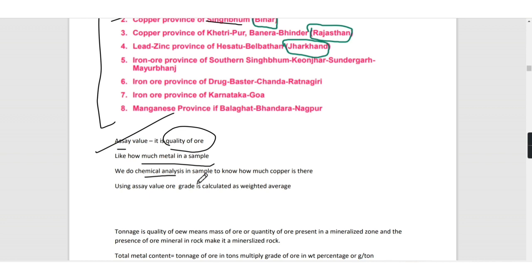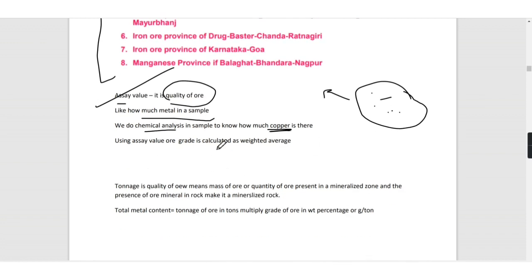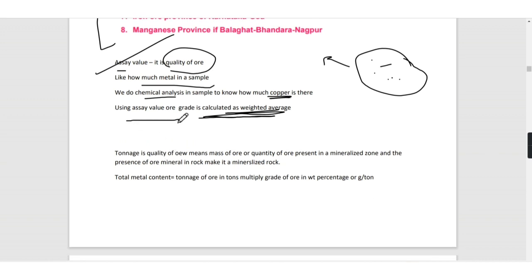Okay, we take a chemical analysis of the sample to know if it is a rock sample, and some minerals are present, so we will do its chemical analysis to find out how much copper is present in this rock sample. This is done basically in weighted average form. So using the assay value, we can find the grade or ore grade of a rock.